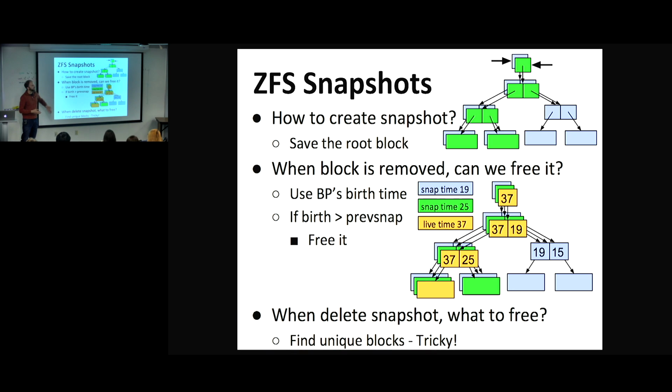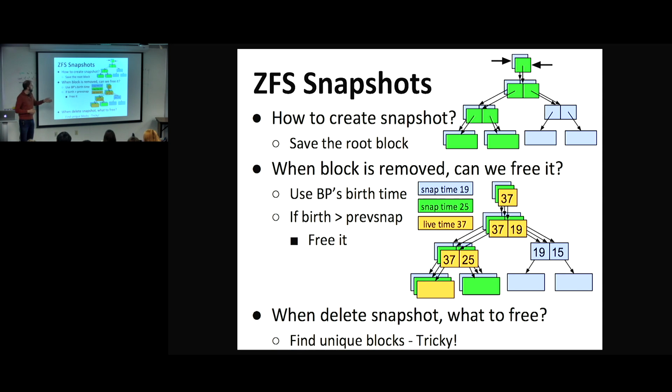Second, when a block is removed, we need to figure out if we can free that block. By removed here, I mean if you have a file and you remove the file, the live version of the file system doesn't reference that file anymore, but it might still be part of snapshots. So in ZFS, the block pointer has not just the location of the data on disk, but also the time that that block was written. And because blocks are never overwritten in ZFS, because it's copy on write, the time that it was written is also the time that it was allocated.